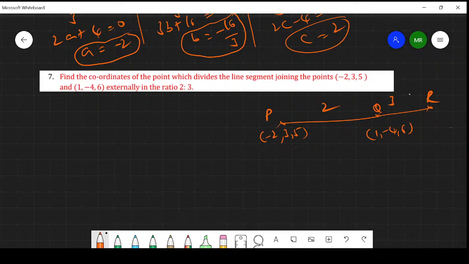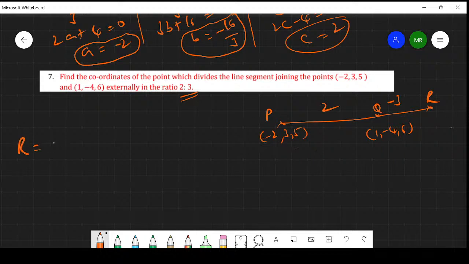Or you can use the section formula. When using 2 is to 3 externally, I can consider 2 is to minus 3. Then I can use the section formula. People who are comfortable with mx2 minus nx1 can use that way also. Otherwise, whenever it is external, add a negative with one number, 2 is to minus 3. Let the required point be R.